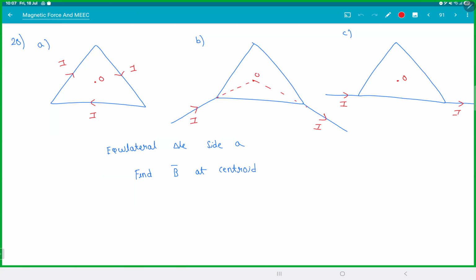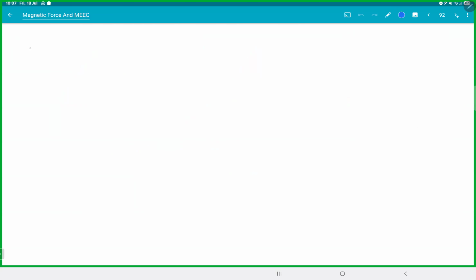See the first one. Someone got an answer, 9 mu by 4 pi k. I think so. That looks right, Niharika. So for the first one, just take any one of them. You can just do into 3 because if you look at the directions, all will be in the same direction.